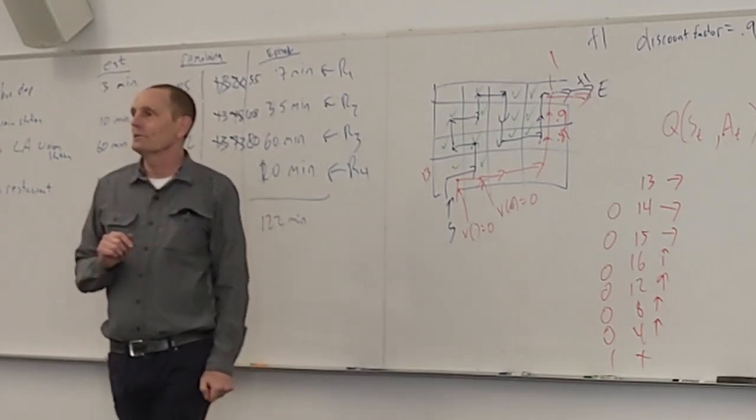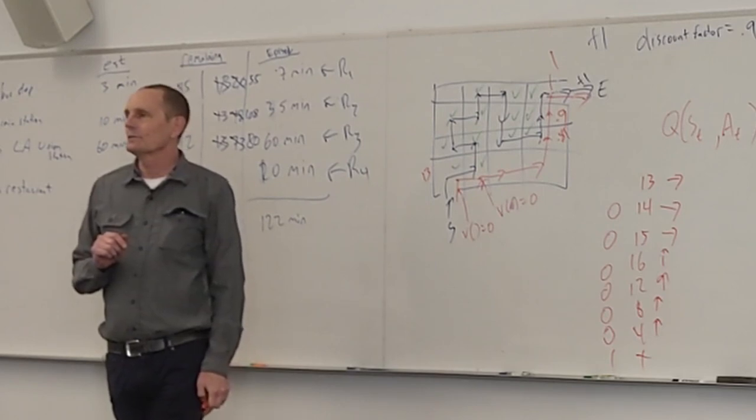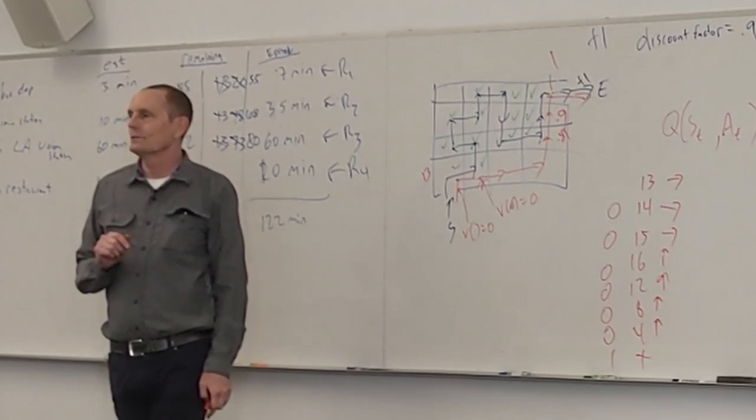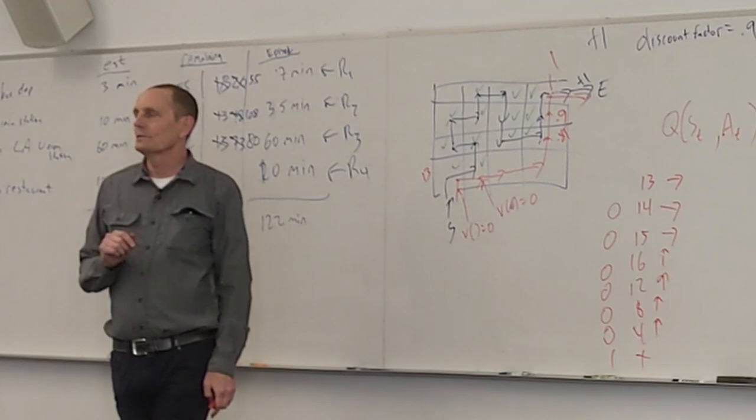Why not do the maze backwards? Why not start with some non-zero reward? And then that way you're actually giving your state some real value. You don't have to struggle and toil for some indeterminate amount of time until you finally get to a positive reward.